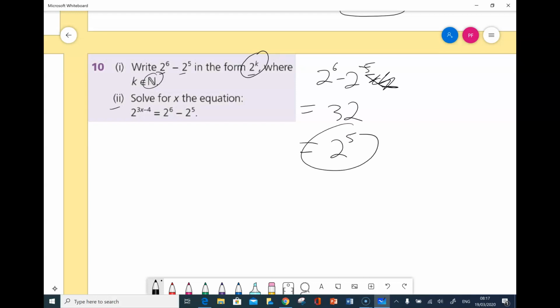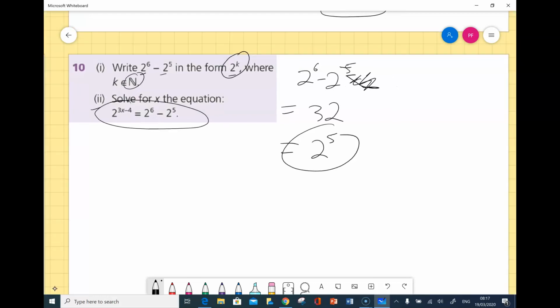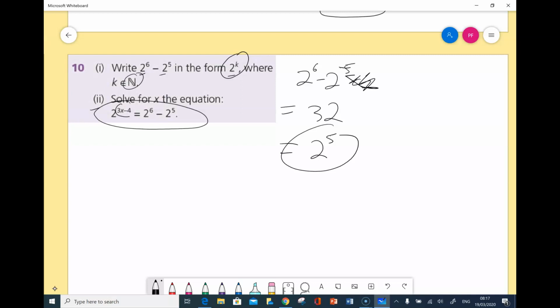Perfect. Now we've got to solve this equation: 2 to the power of 3x minus 4 equals 2 to the power of 6 minus 2 to the power of 5. What we're looking for, the x, is up here in the indices. That means we need to make our base numbers the same, which they are here. But this is a little complicated. As I said, we don't have a rule for it. But using our calculator earlier, we were able to write that as 2 to the power of 5. So 2 to the power of 3x minus 4 equals 2 to the power of 5.